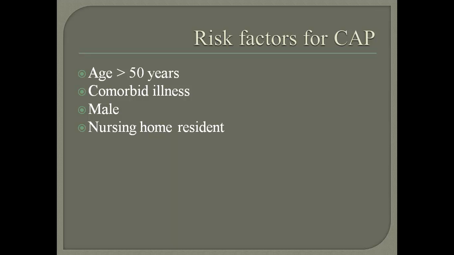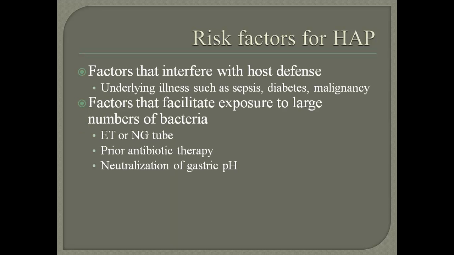Risk factors for community-acquired pneumonia, we mentioned the elderly, those with other comorbidities, again, such as diabetes or hypertension or heart disease, or what else. They tend to be male, and nursing home residents are at higher risk. Anything that interferes with our host defense is a risk factor for those patients with hospital-acquired pneumonia, such as sepsis, diabetes, or any sort of malignancy. So something else is wrong with the patients.